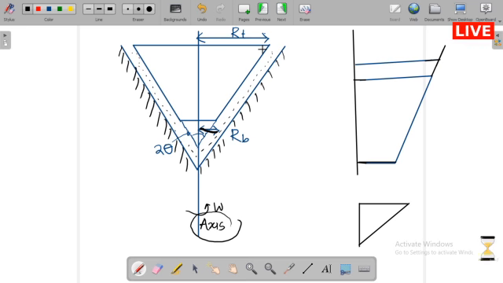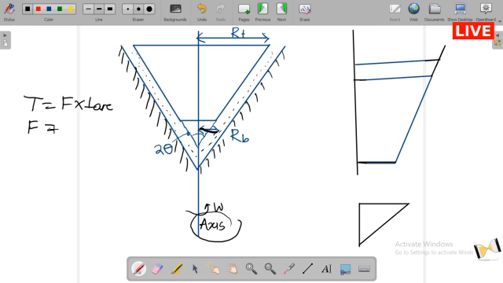So where will the resistance be offered? The resistance will be offered on the surface of the cone. In order to find out the torque, we know torque is equal to force into the perpendicular distance. What is this force? This force is called the resistance force, or the viscous force.